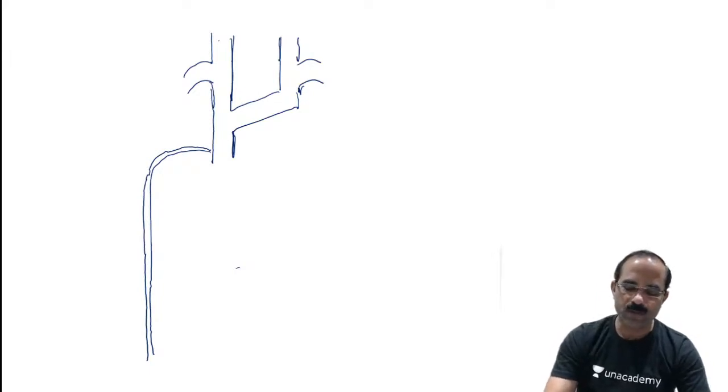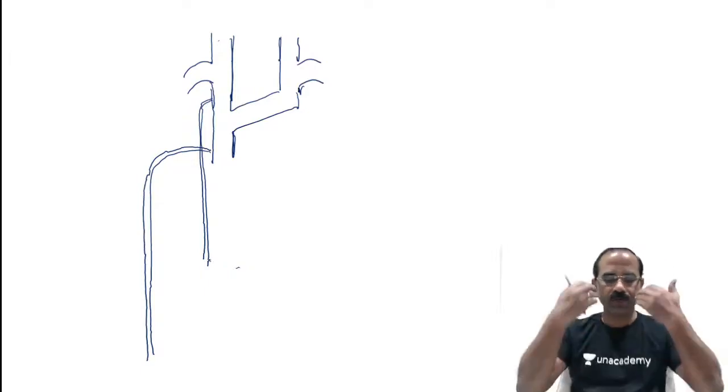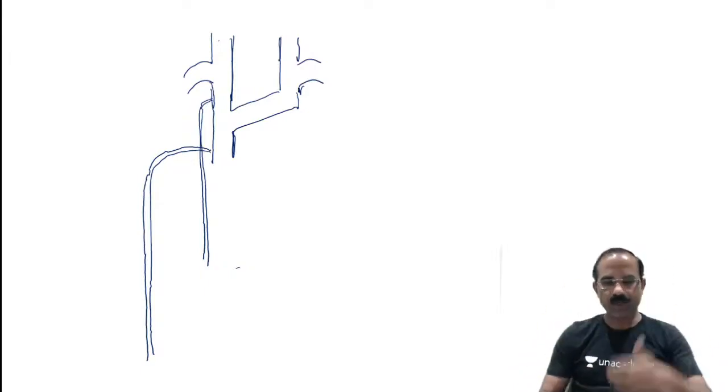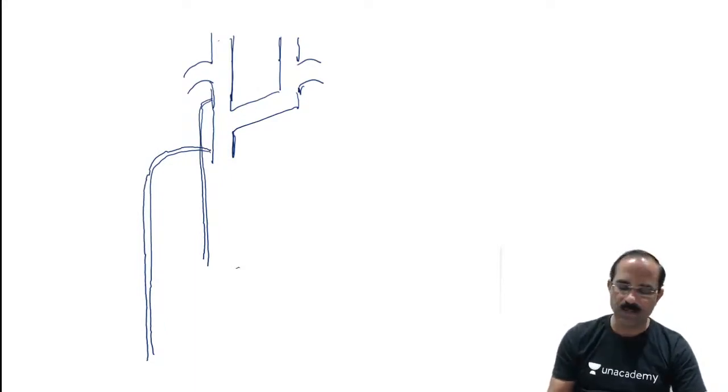Now, what is this vein? This vein is on the anterior aspect. This is in front. And this vein opens into the brachiocephalic vein. It opens into the brachiocephalic vein. This is right in front. This is in front. Any guesses? What is this vein? This is the internal thoracic vein.